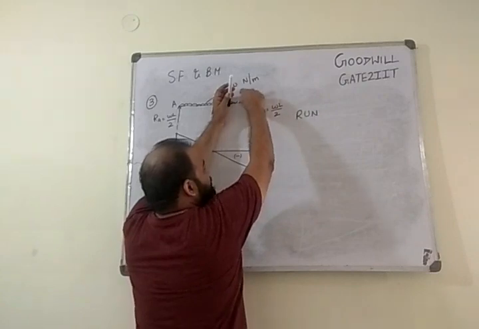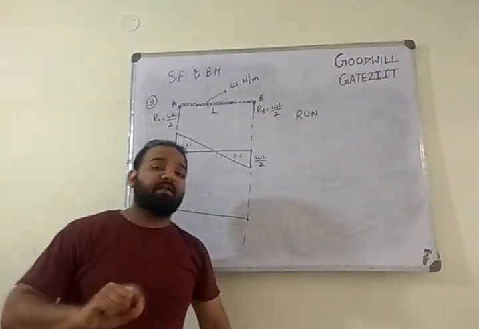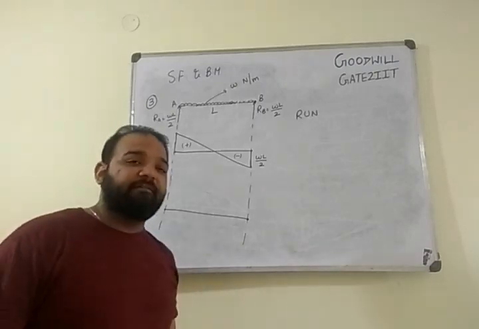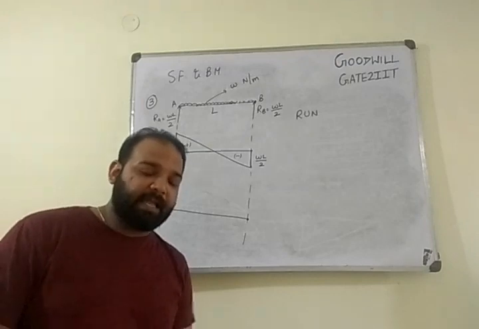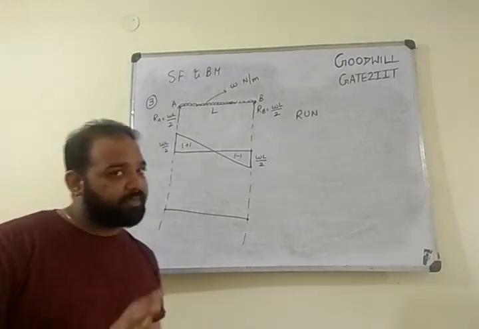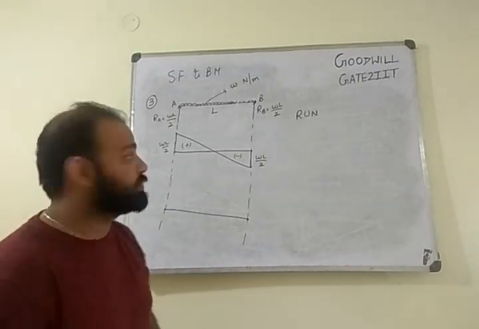Minus small w into X by 2. We have done these equations a lot when we have used the virtual work method to calculate deflections. Anytime you have doubt in writing these equations, please go back, listen to that lecture. You should be very clear and confident in writing the moment equations.